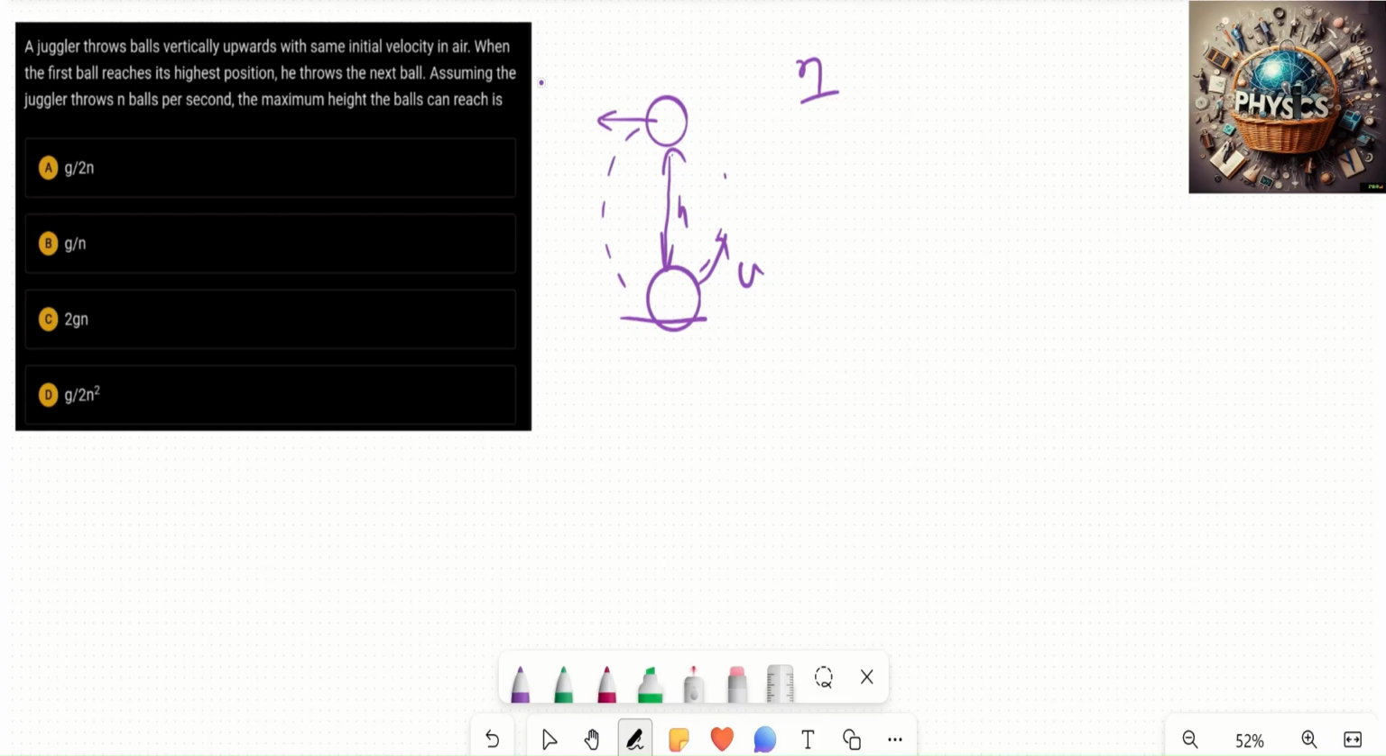Okay, so if this is the maximum height, then I will say h equal to 1 by 2 g t square, and at this position u is 0, right? The initial velocity, it has reached a velocity of 0, so the velocity with which it will come down will be initial velocity 0, so h will be half g t square. So from here I will get t equal to square root of 2h by g.